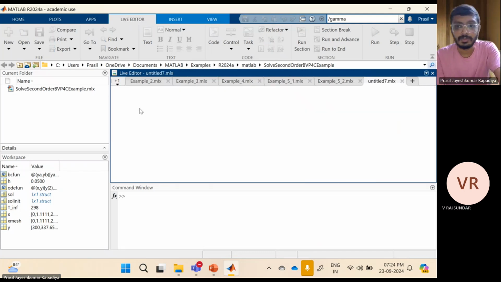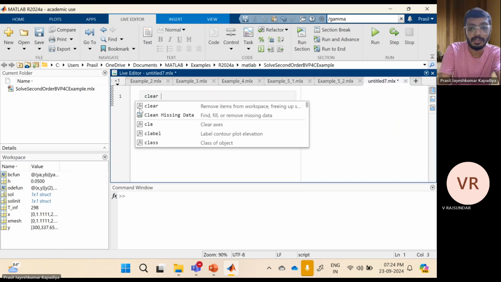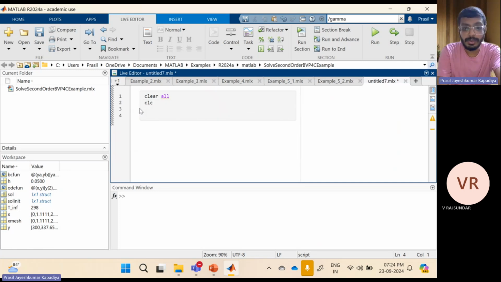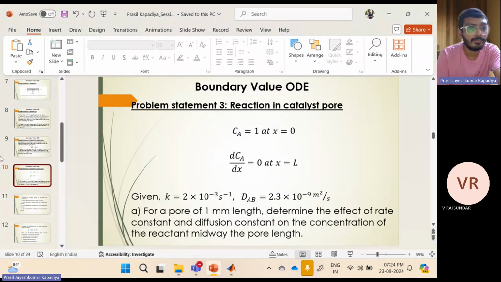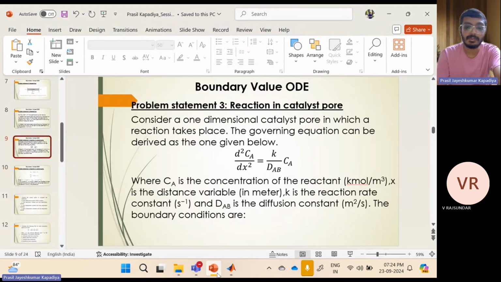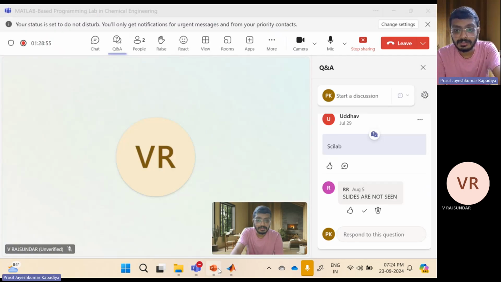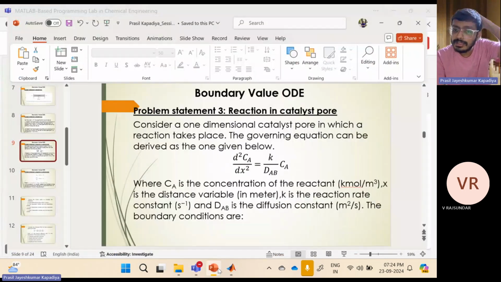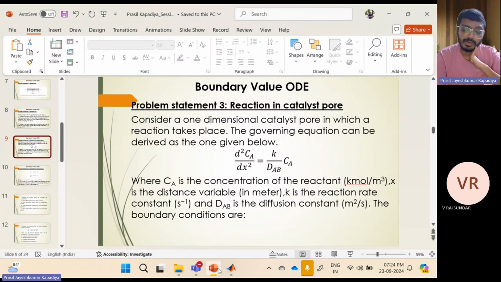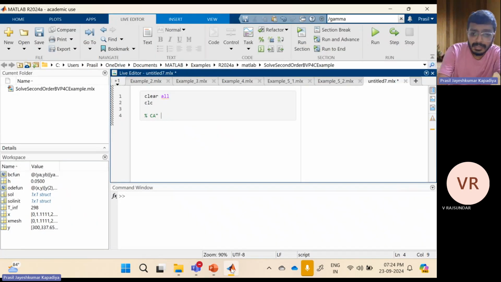Okay, so let me write down clear all, clc. So let's write down the first equation. Our equation is d square Ca by dx square, so I will write Ca double prime. Ca double prime is equal to K into Ca divided by the diffusivity.